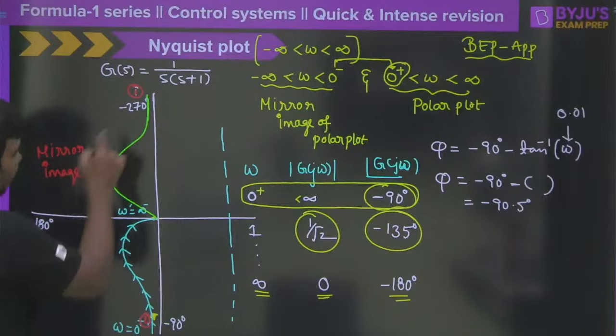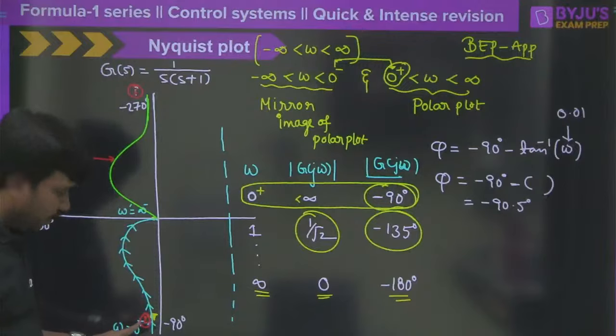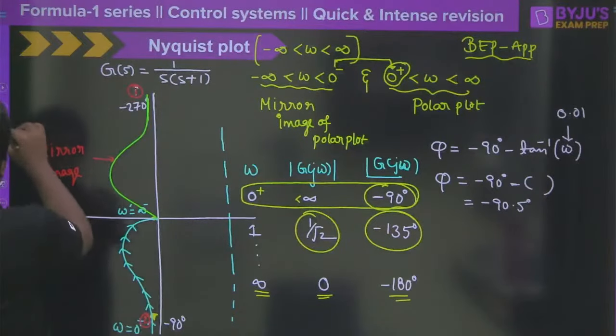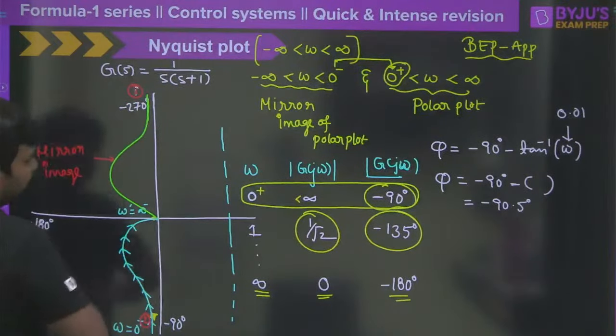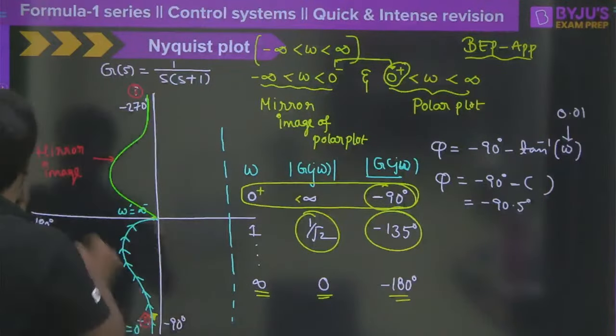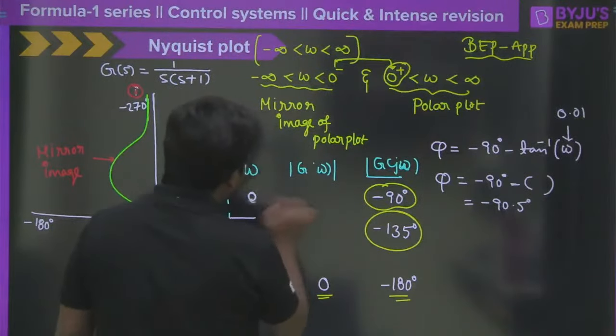Clear? The end of the mirror image is this one, and the starting of the original graph is this point. These two should be connected with an infinite radius in the clockwise direction. That means, how is it possible? So let me erase this one here. All of you please look at this.